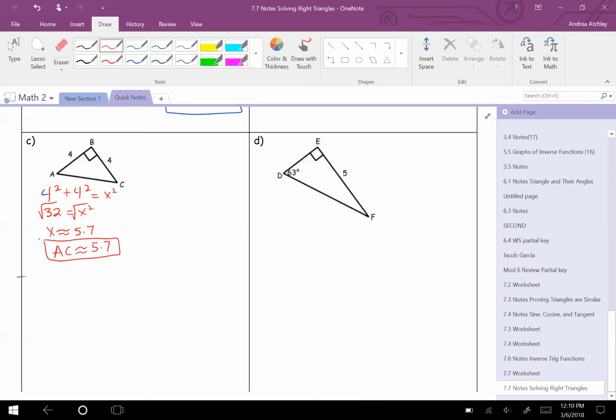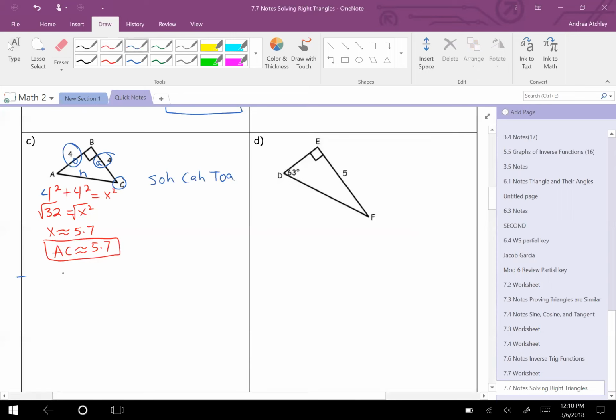Okay, then from there we should use an angle. Which angle did you guys use first? A or C? C? Okay, so we're going to find angle C. This is the hypotenuse. This is the opposite. This is the adjacent. So then we use SOHCAHTOA. If you found angle A first, then you would be doing something different, and that's fine.